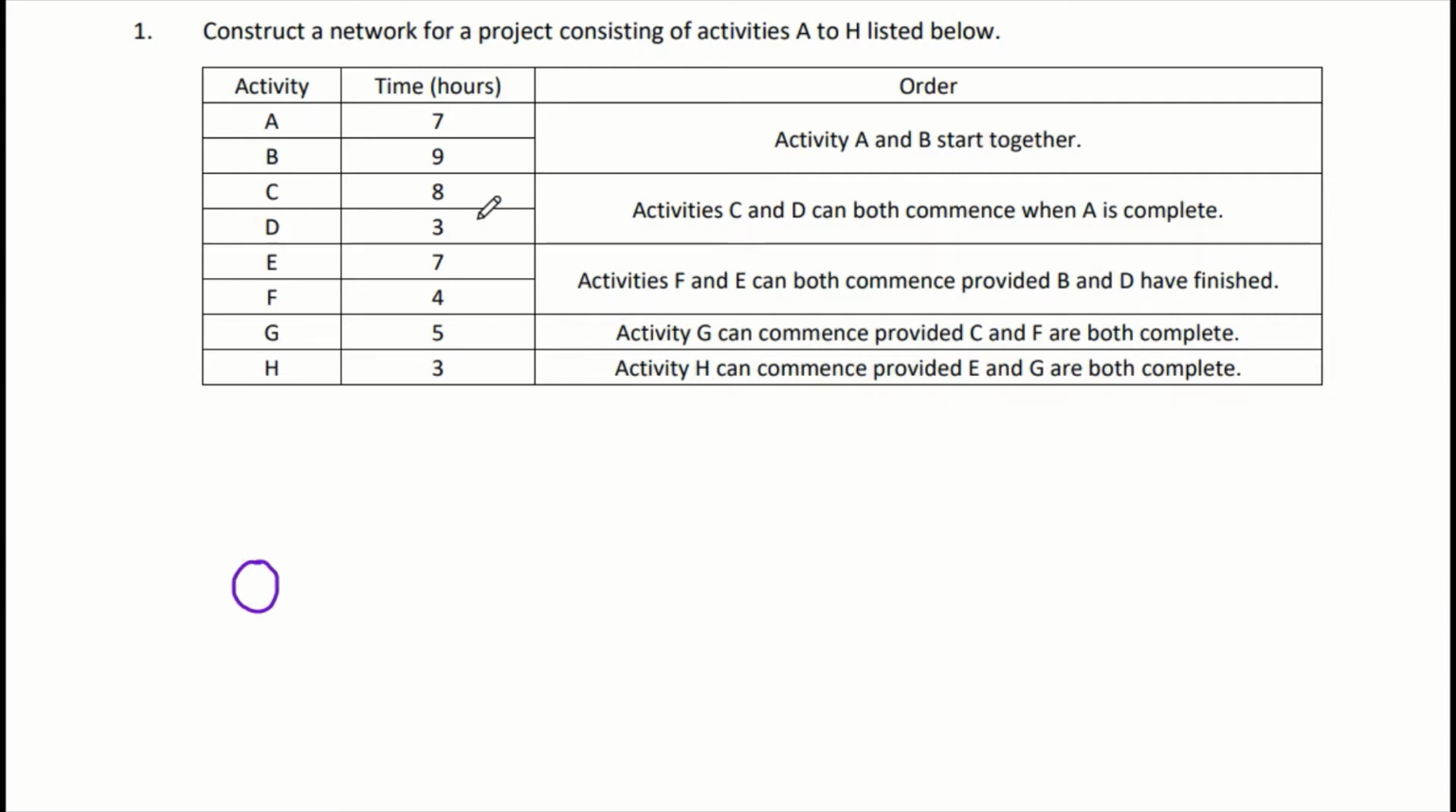So you can see that for C to H, you will need to complete the other tasks before you can commence them, right? So A and B will be your starting activities because there's no activity that you need to complete before you can start A and B. So the question says that A and B start together. All right, so now from this point, we try to draw out the 2 tasks here. So we have task A, okay, and then after that we have task B.